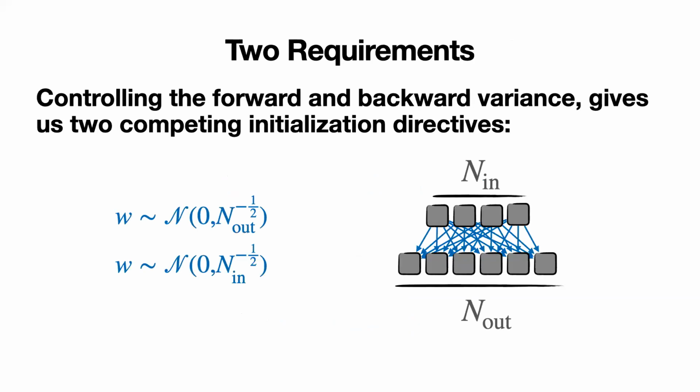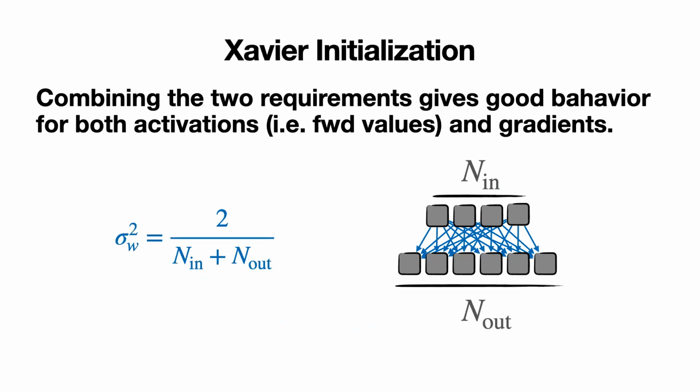Okay, so now we have our two requirements. In order to control our forward pass, we want to initialize with the number of input dimensions. In order to control our backwards pass, our gradients, we want to initialize with our number of output dimensions. And so then we need to somehow solve this. Being democratic as we are, one of the nice approaches here is to just take the average, right? Then the variance needs to be the inverse of the average of the input dimension and the output dimension. For example, if you have a square matrix, it's going to be the same thing.